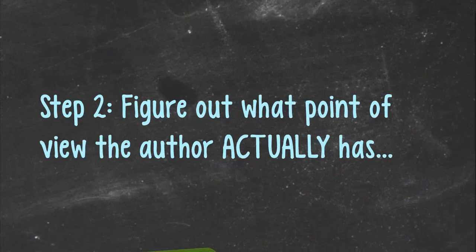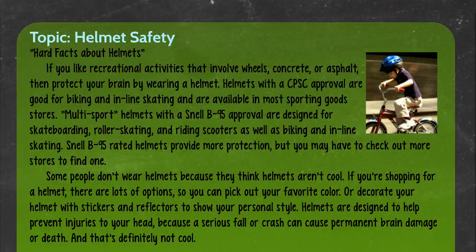Okay, so once you figured out what somebody might believe, then you have to figure out what they actually believe, right? And to do that, you've got to look at the writing. You've got to identify what they are talking about and how they describe it, because the descriptions they use, the facts they choose to include, are going to be how you can figure out what they believe about that topic. So let's go back to helmets for a second.